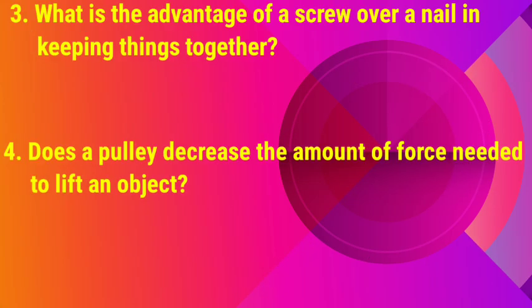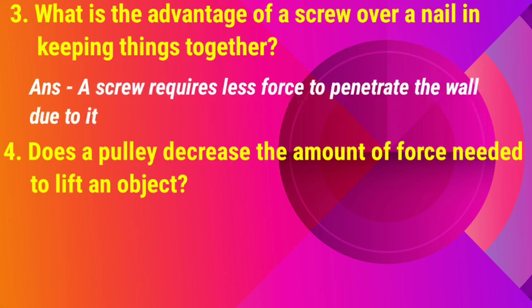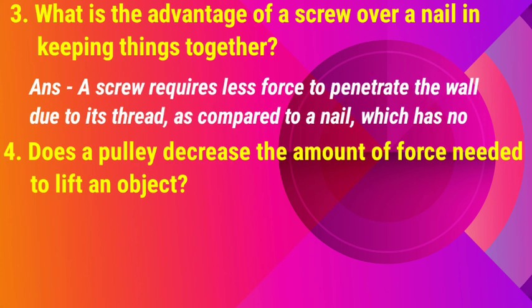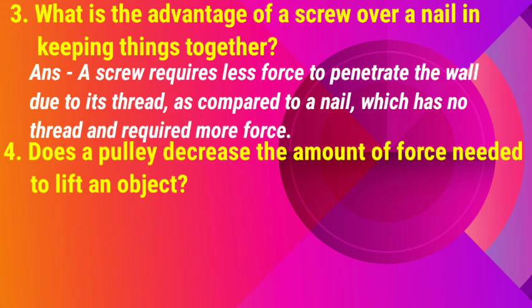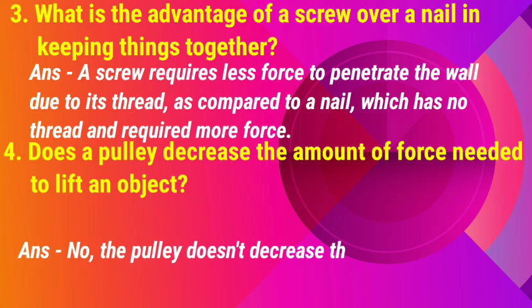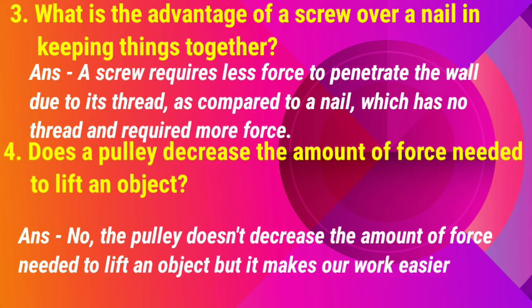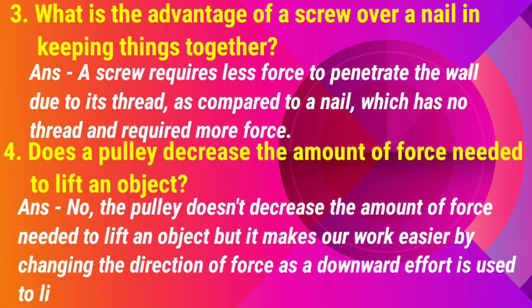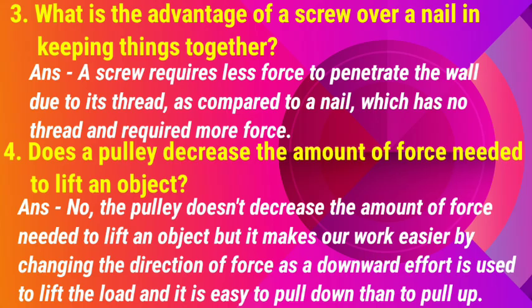3. What is the advantage of a screw over a nail in keeping things together? Answer. A screw requires less force to penetrate the wall due to its thread as compared to a nail, which has no thread and requires more force. 4. Does a pulley decrease the amount of force needed to lift an object? Answer. No, the pulley does not decrease the amount of force needed to lift an object, but it makes our work easier by changing the direction of force as a downward effort is used to lift the load and it is easy to pull down than to pull up.